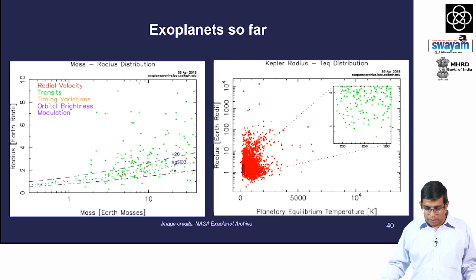And also in the distribution of temperatures, this is the planetary equilibrium temperature on the x axis, and on the y axis we have the radius. In this inset you can see the planets which have temperatures between 200 and 300 Kelvin, and this is their radii. So there are several planets now which have temperatures conducive to life and which are also rocky planets. Whether they have atmospheres or not is not always known.